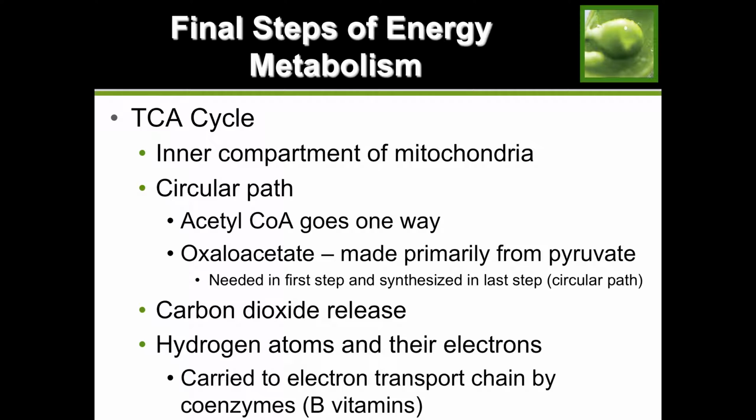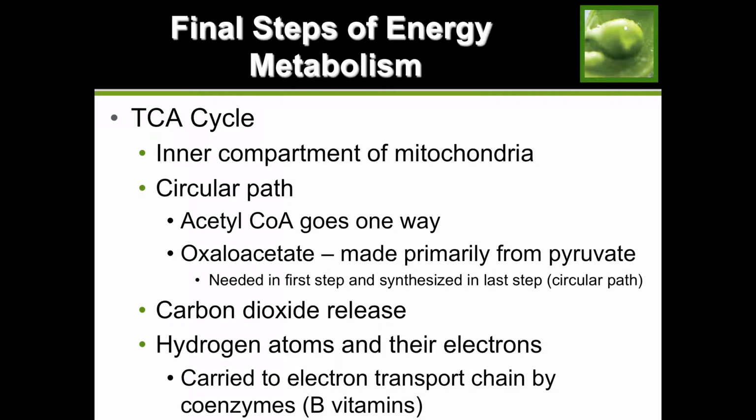All right, so final steps of energy metabolism. You get your TCA cycle. This happens in the inner compartment of your mitochondria. It's a circular pathway, and it goes one way. So acetyl-CoA goes one way. Now, you need oxaloacetate, which is made primarily from pyruvate. So it's needed in the first step. And because it's needed in the first step, it's going to be synthesized in the last step. Remember that this is a circular path.